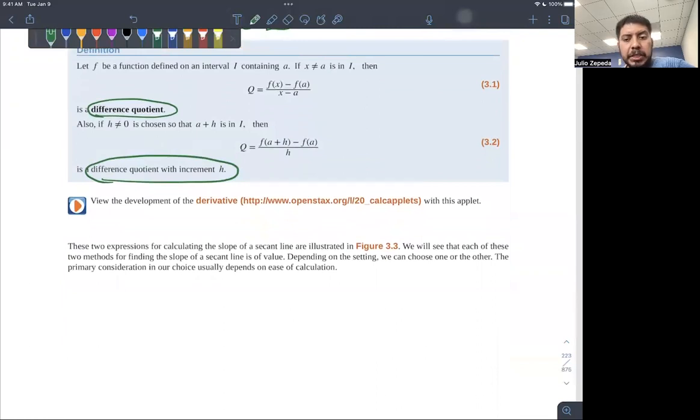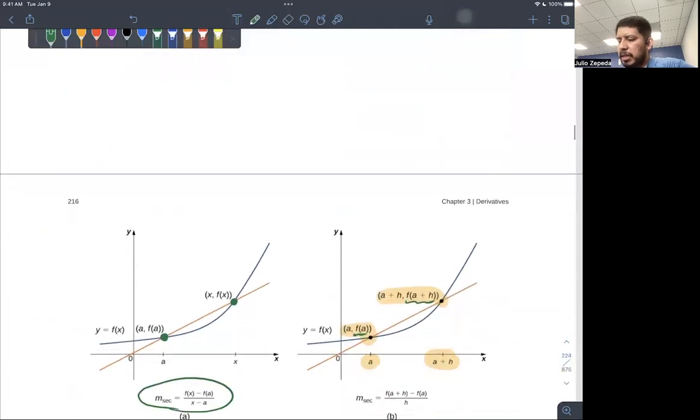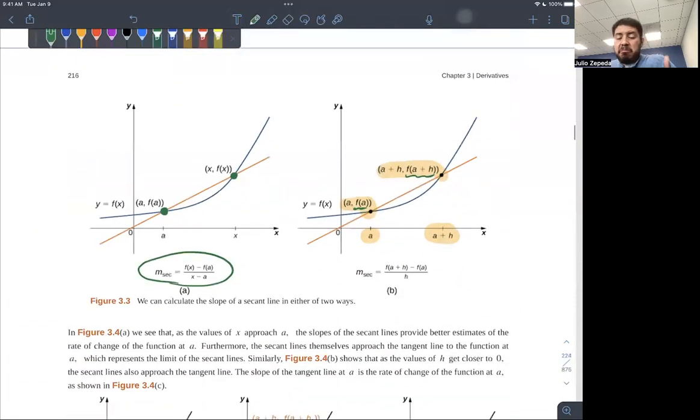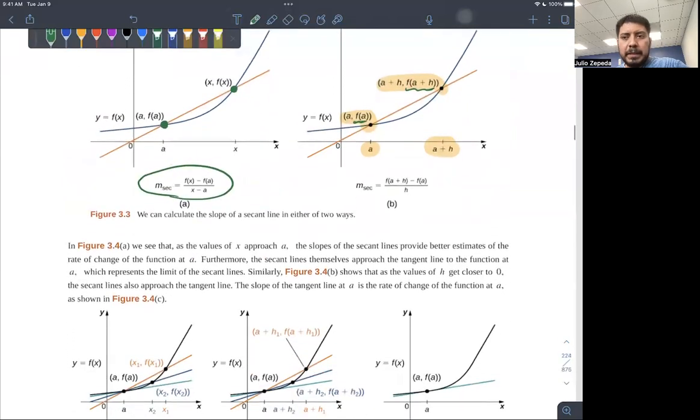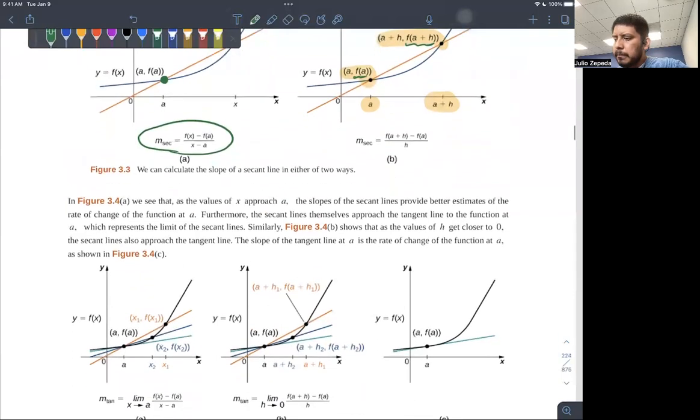We will see that each of these two methods for finding the slope of a secant line is valuable. Depending on the setting, we can choose one or the other. The primary consideration in our choice usually depends on ease of calculation. So what it's just saying is, sometimes one is easier to calculate than the other. Both of them are useful. So that's why we present both of these slopes of secant lines.